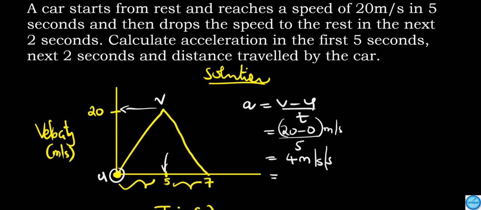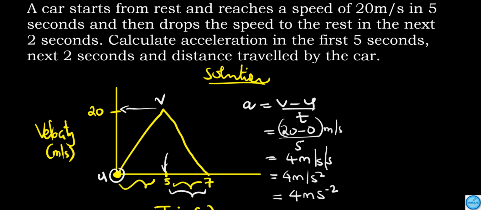And this one can also be written as 4 meters per second squared. In some other textbooks it will be written as 4 meters per second raised to the power negative 2. It's the same thing.